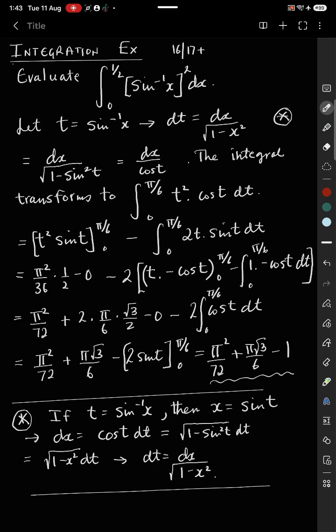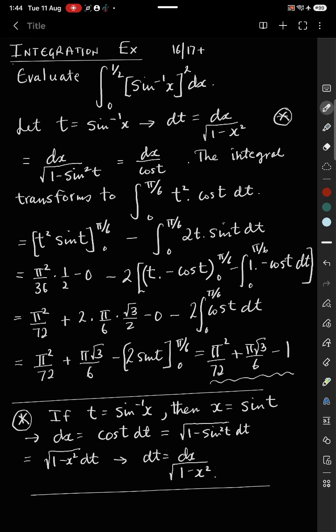So let t equal sine inverse x, then dt equals dx over square root of 1 minus x squared. I'll explain that step at the bottom of the page. So continuing on from there, that means dt will be dx over square root of 1 minus sine squared t, which is dx over cos t. And the integral transforms to the integral between the limits 0 and pi upon 6 of t squared cos t dt.